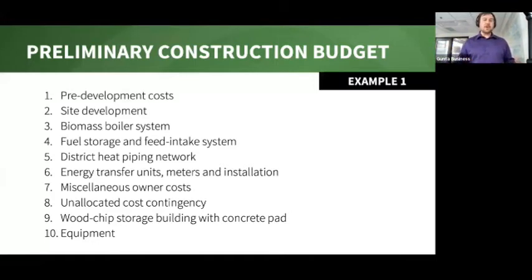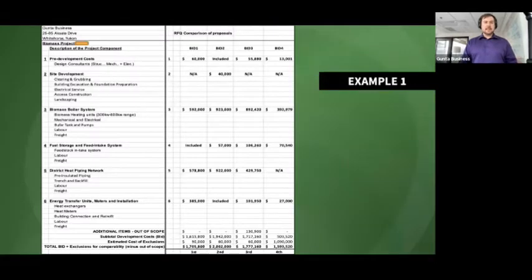There's miscellaneous owner costs, and then you start getting into those unallocated cost contingencies that always need to be budgeted for. And then we start getting into the wood chip storage building with concrete pad, the equipment, and some of those value adds like sawmill and greenhouse.